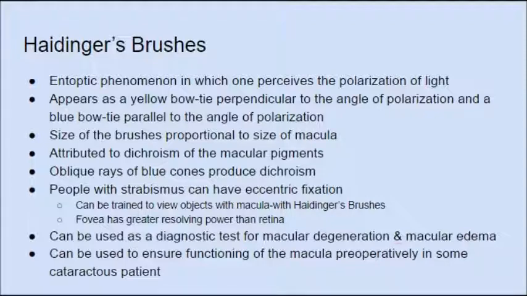People with strabismus can typically have eccentric fixation and can be trained to view objects. Typically, the fovea has a greater resolving power than the retina. Haidinger's brushes can be used as a diagnostic test for macular degeneration and macular edema. They can also be used to ensure functioning of the macula preoperatively in some cataract patients.